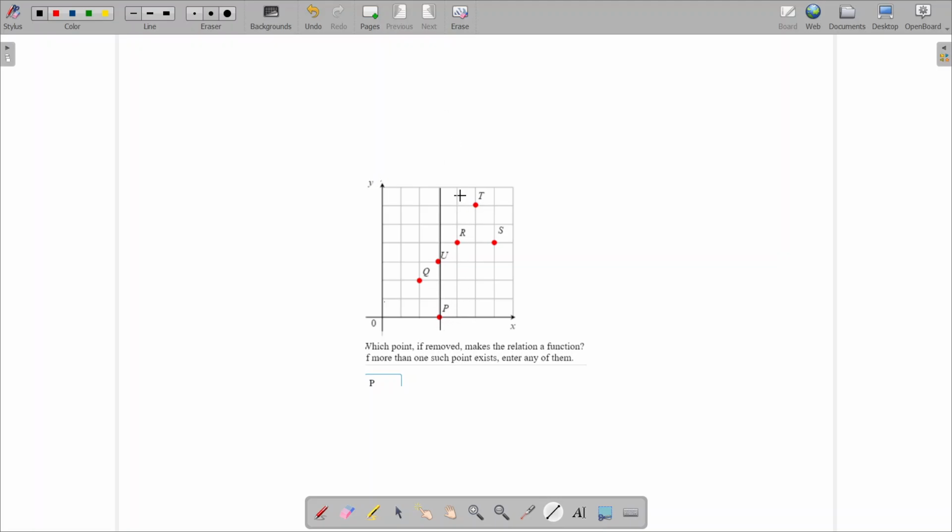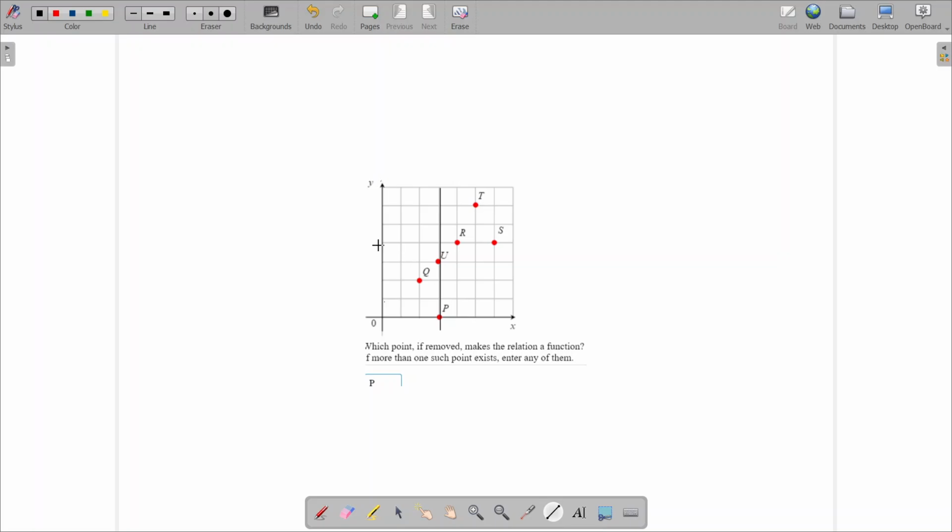Now, if there are 2 points, or more than 1 point, on this line, then it's not a function. It's just a general relation. So what this means is that right now there are 2 points, so this is not a function. This is just a general relation.